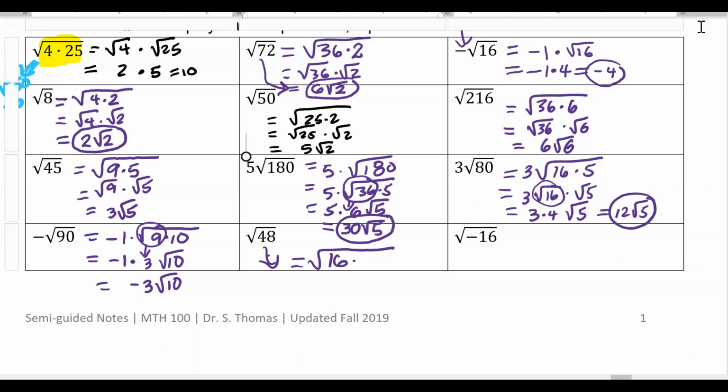16 times 3. So the square root of 16 is 4, and we just bring down the square root of 3. So 4 times the square root of 3. Now let's look at this last one here, the square root of negative 16. There's no number that I can square to give me negative 16. So this is when they say write it as not a real number. Okay, it's not a real number.